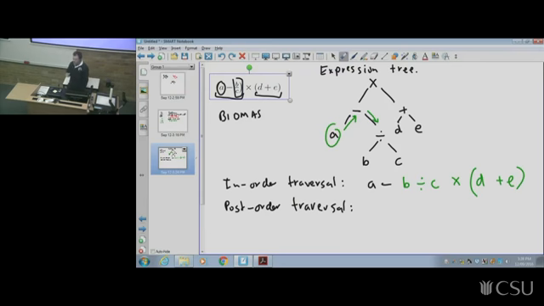Post order means you do left and then right, and then you do the parent at the end. Post means afterwards. So you go all the way to the left, so you start with A, then B, then C, then division, then subtraction. Then we'd go D, and then E, then plus, and then multiplication. That's called a post order traversal.